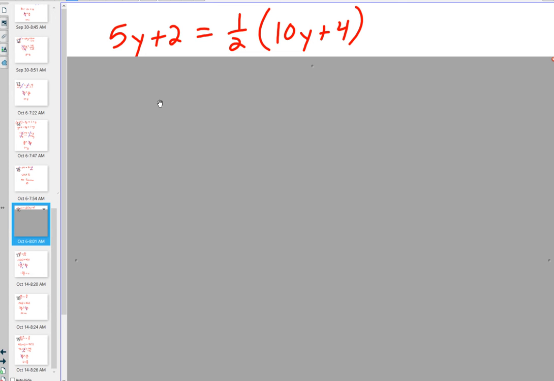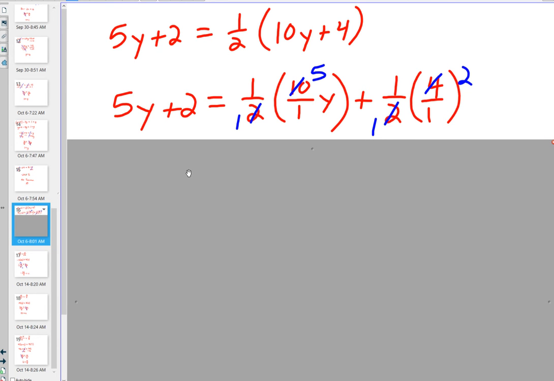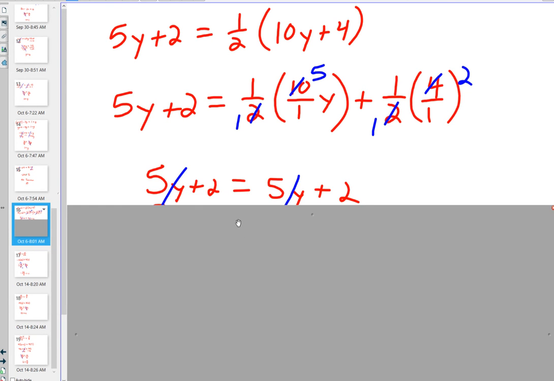So how can I get rid of that parentheses? Yes, Lorna? Distribute 1/2. You could distribute a 1/2. What is 1/2 of 10? 5, yeah. And what's half of 4? 2. So this is just kind of a long way of writing it out, but the point is that we get to here, which is now an equation that reads 5y plus 2 is equal to 5y plus 2.